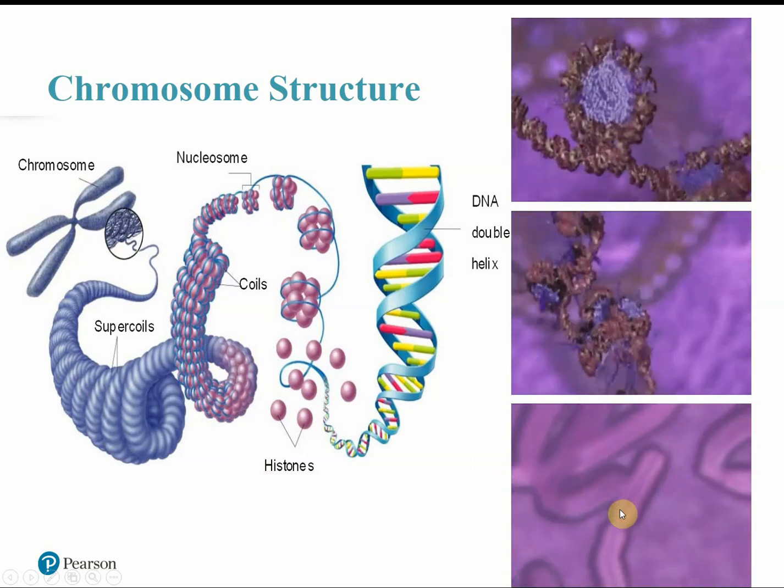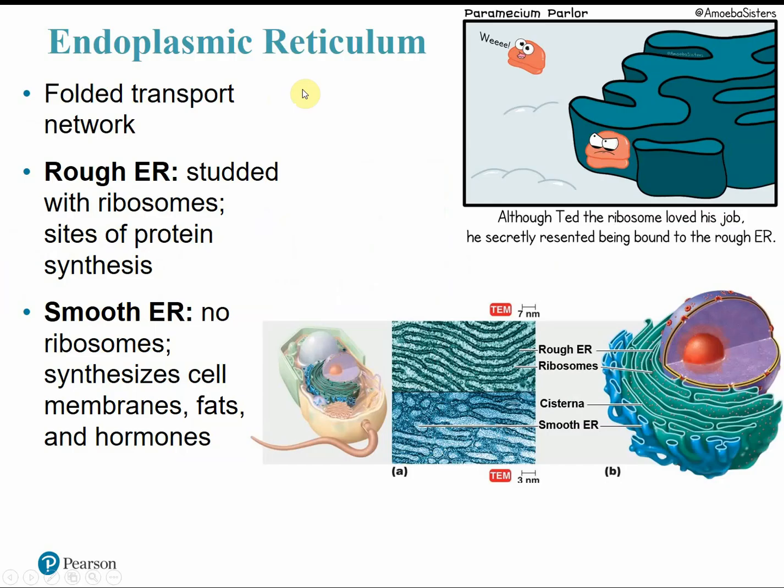Endoplasmic reticulum is a folded transport network. So it is a membrane-bound organelle. It's part of that endomembrane system of the eukaryotic cell. So there's two types of endoplasmic reticulum. The rough ER is called rough because it's studded with ribosomes. Right? And remember we said ribosomes are where proteins are made. So this is kind of a major protein factory of the cell.